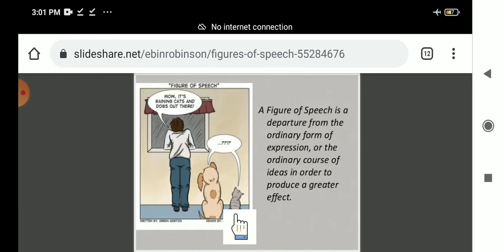Here, figure of speech. So what is a figure of speech? What information is given here? A figure of speech is a departure from the ordinary form of expression or the ordinary course of ideas in order to produce a greater effect. So what is a figure of speech?